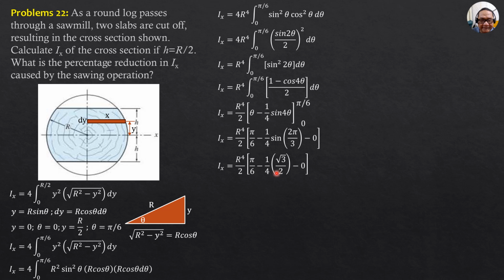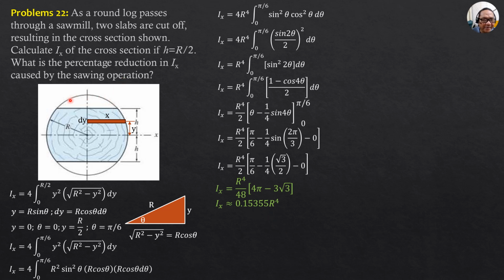So LCD of the denominator here is 24. Let's factor out 24. So this becomes r to the fourth over 48 quantity 4 pi minus 3 square root of 3, as shown in the figure. And if we express this in decimal, that would be equal to 0.15355 r to the fourth. So from there, the moment of inertia of the cross-section, that's the value of Ix. And let's answer the second question, which is what is the percentage reduction in Ix caused by the sawing operation.